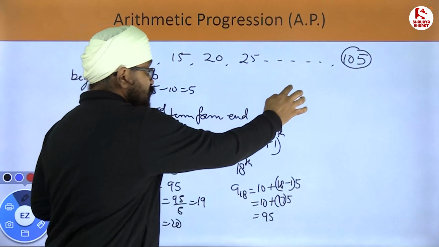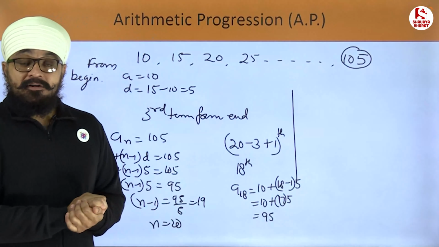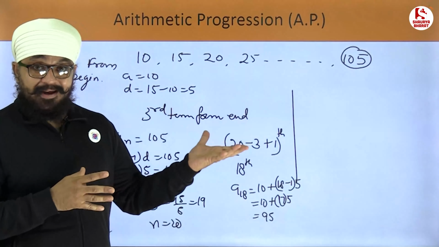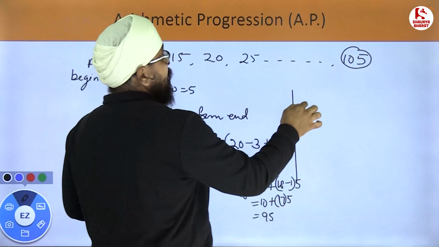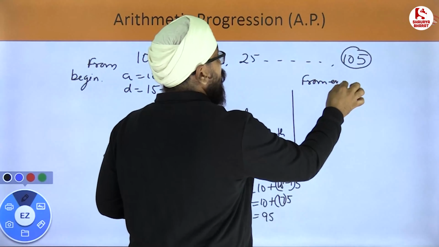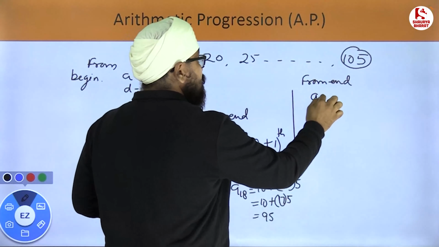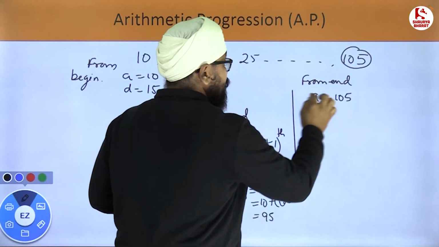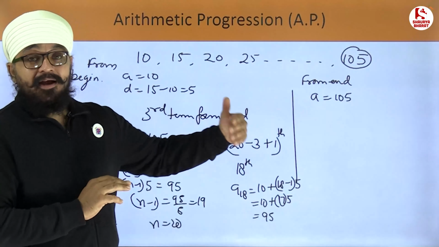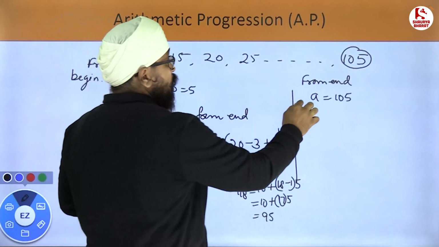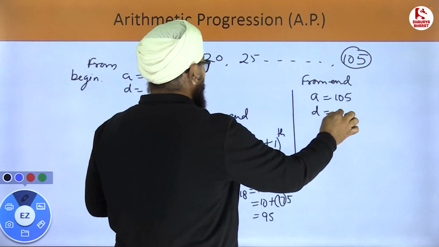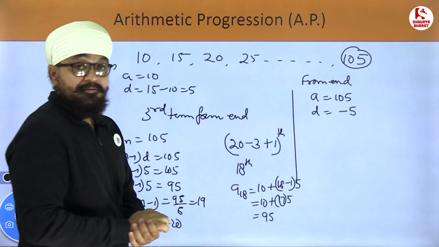Now, the best and the shortest method is to take it in the reverse order. I want to find the third term from the end. So, when I calculate from the end, our first term becomes 105. Because we want to find the third term from the end, let us go to the end and find that term. So, A is 105. The common difference now will be negative, so it becomes minus 5.